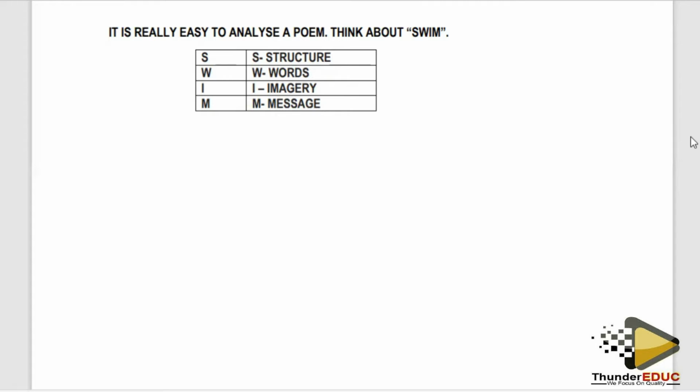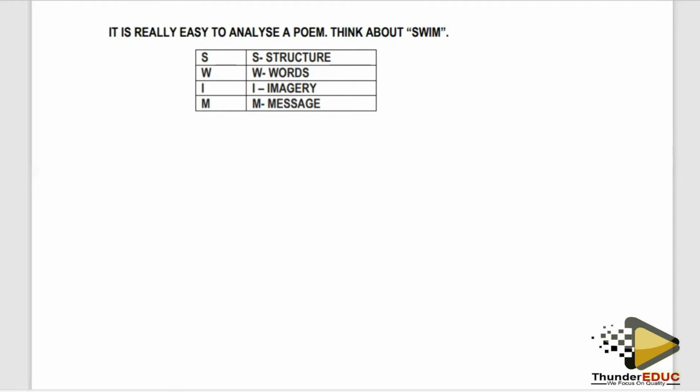Right in front of us, there is an acronym that says SWIM. It's really easy to analyze a poem because there are certain things that you must internalize. The first S is for structure. The second one is for words, which is a W. The I is for imagery, and the M is the message of the poem. So those four are the core internal parts of the structure of the poem. And therefore, we are looking at those four things. And then when we bring them together, that's when we have what we call a poem.